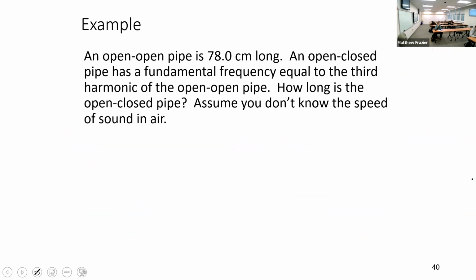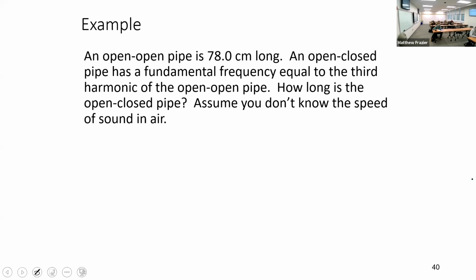This is a weird one. We have one pipe, and we're comparing it to another pipe. And this is one of those things where we're told not to assume the speed of sound, which kind of doesn't matter. The point is, the formulas for each of them use the speed of sound. They're going to use the same speed of sound, it's the same air.